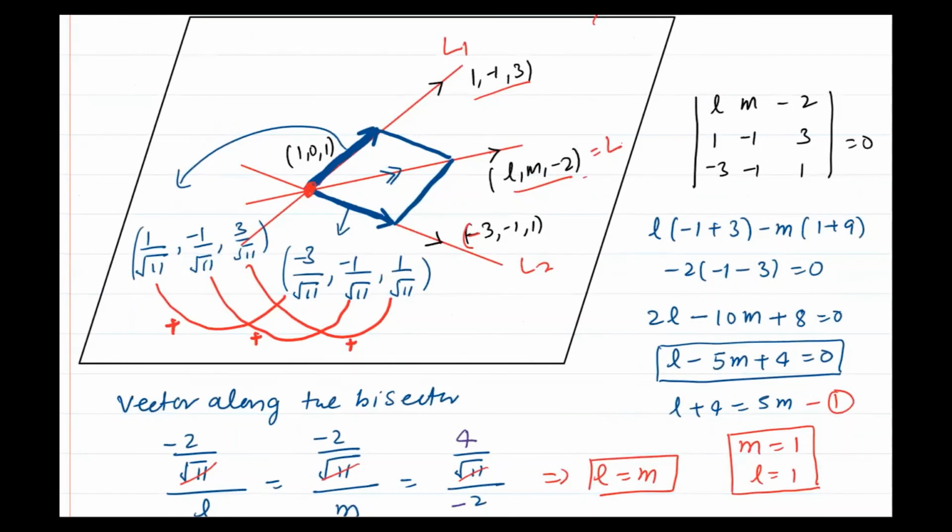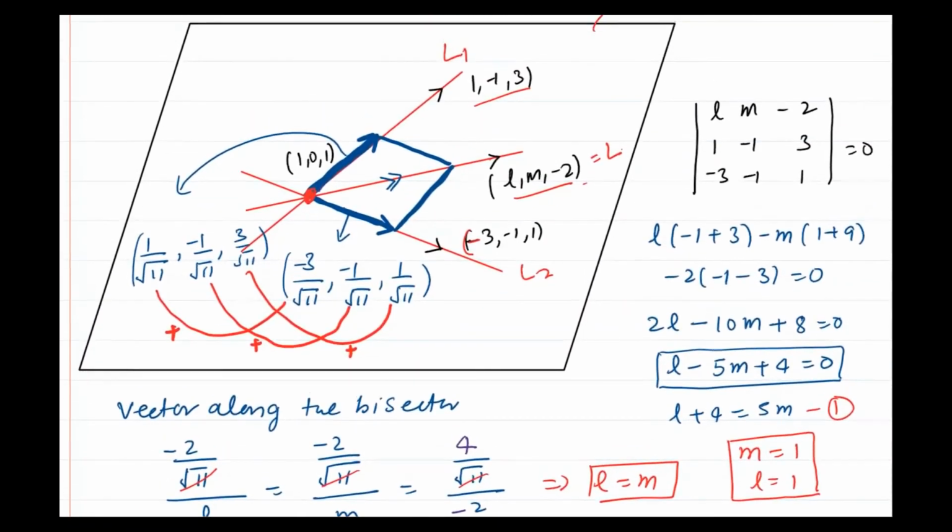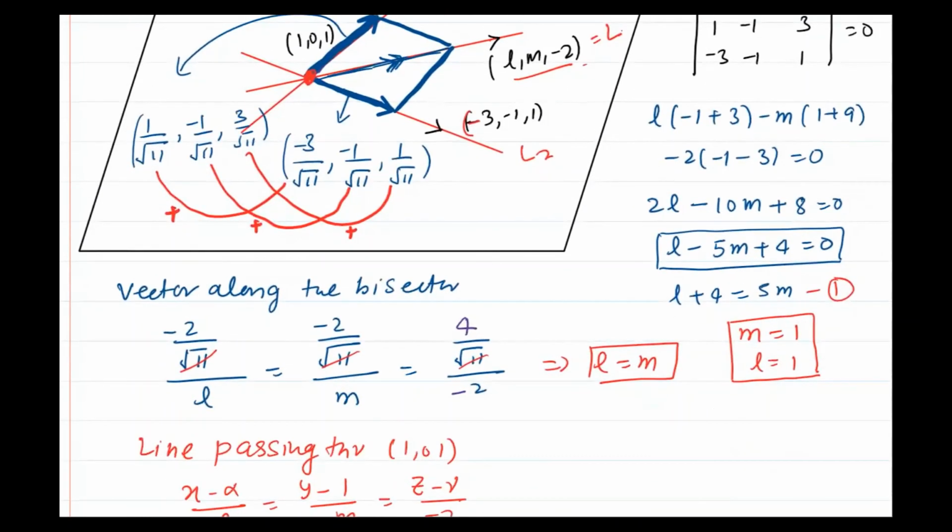So now here I did the same thing. We have to write the unit vector along this direction and the unit vector along this direction. Then we add them, and we get this vector, which is the direction of this line. This is given as the direction ratio, so it will be proportional. The first, second, and third components are proportional to the direction ratio. So we get the value of l equal to m. And now we are getting two equations, equation 1 and equation 2. So m equals 1 and l equals 1.